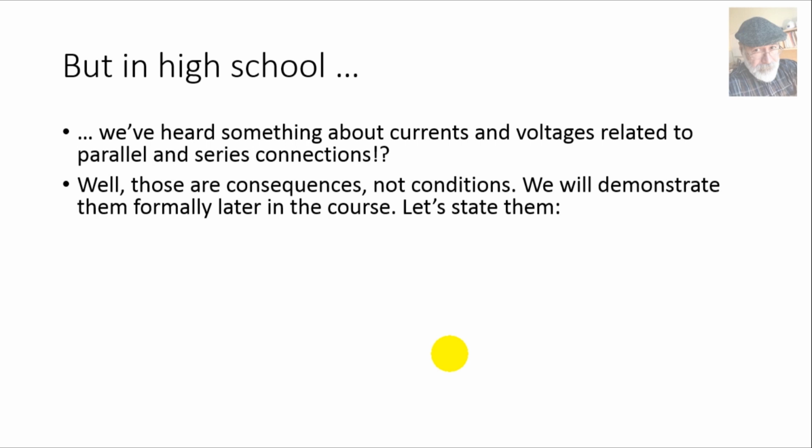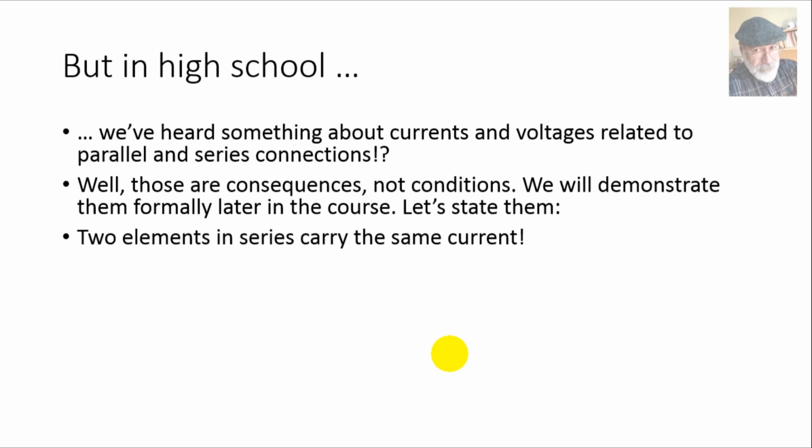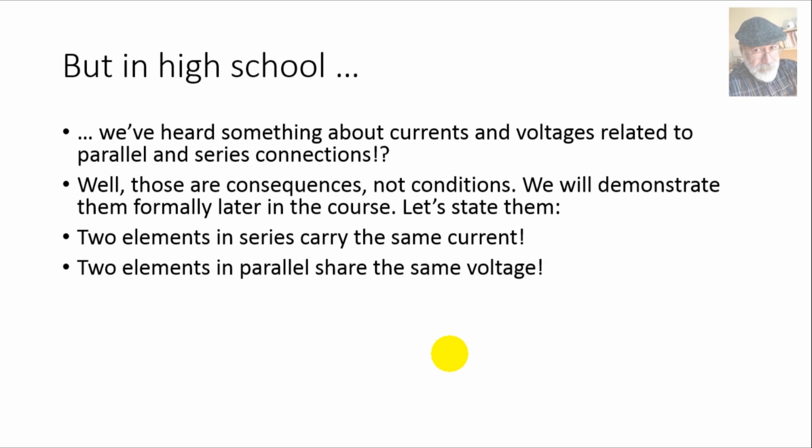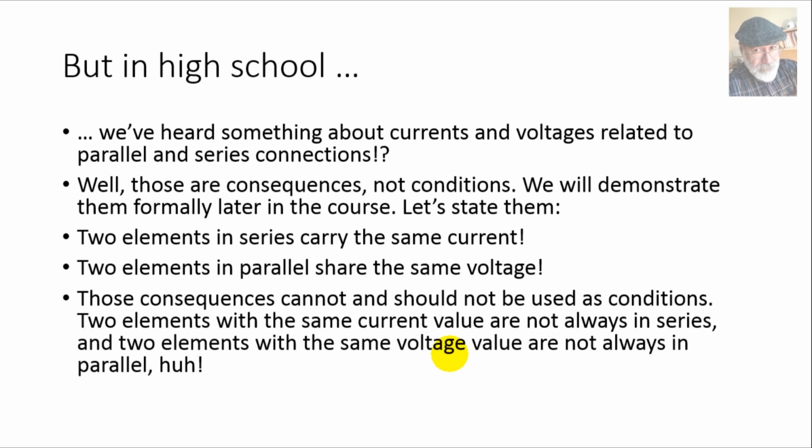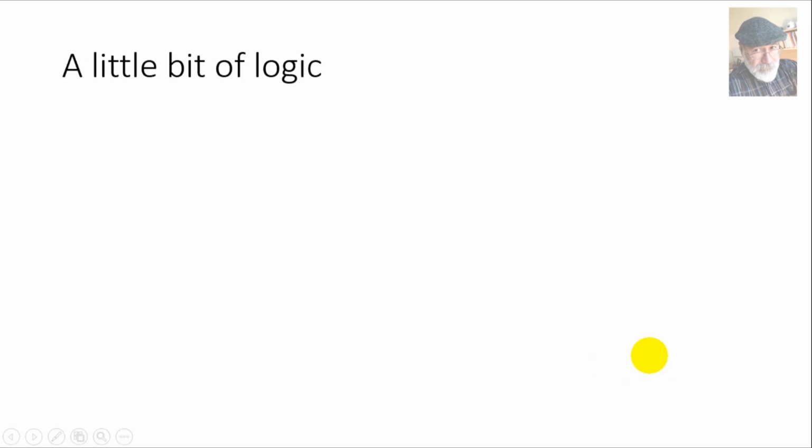Those are consequences. Those are not conditions. Two elements in series carry the same current. That is right. Two elements in parallel, they share the same voltage. We have to prove that, but that is in the future lecture. Those consequences cannot and should not be used as conditions. Two elements with the same current value are not always in series. And two elements with the same voltage value are not always in parallel, all right? Let's see what I mean by that.